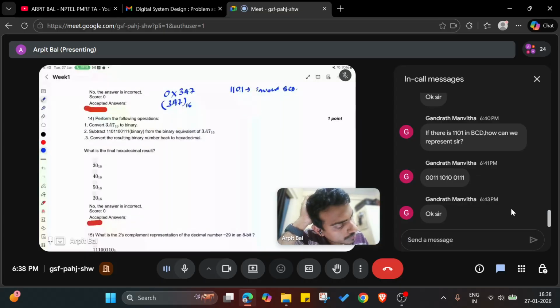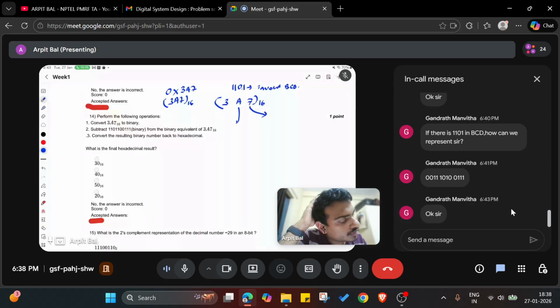Okay, so let's say I have 3A7 and 60. I'll need 4 bits to represent each digit. 7 is nothing but 111. A is a hexadecimal digit; in decimal it is 10, so I'll have 1 0 1 0, and 3 is 0 0 1 1.